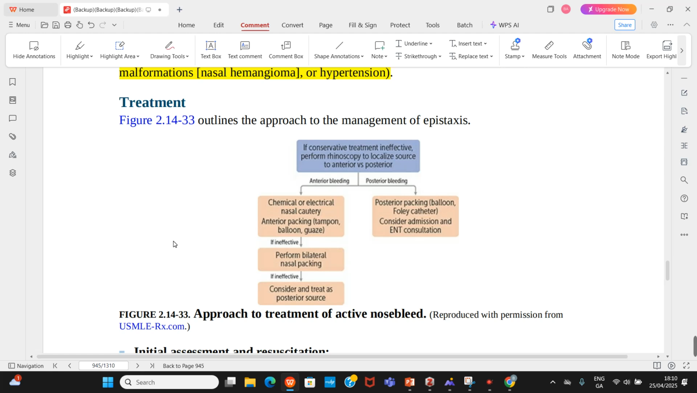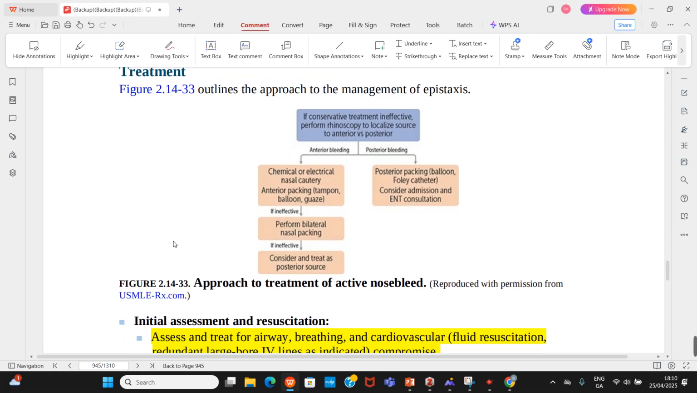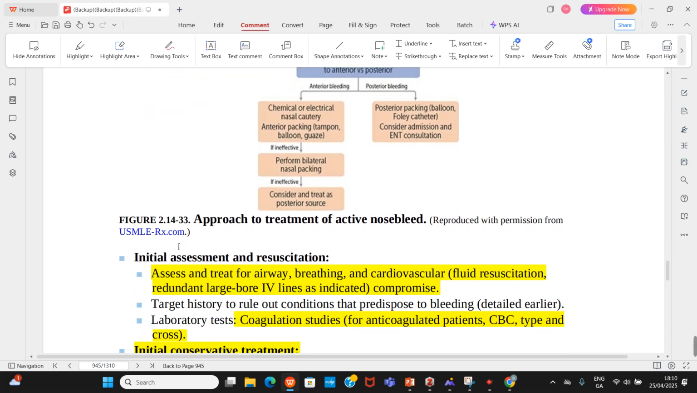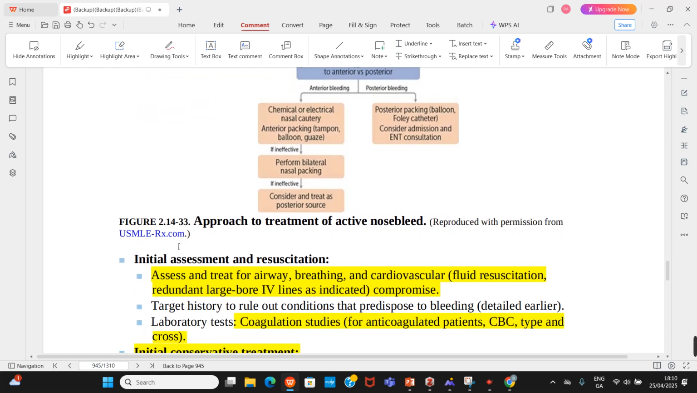So how do you manage epistaxis? First, you want to ensure, is this person hemodynamically stable? If the person is not hemodynamically stable, you want to do ABC quickly. Secure the airway, ensure the patient is breathing, give oxygen, check the airway, intubate if necessary. Give fluid resuscitation or blood if the bleeding is very bad.